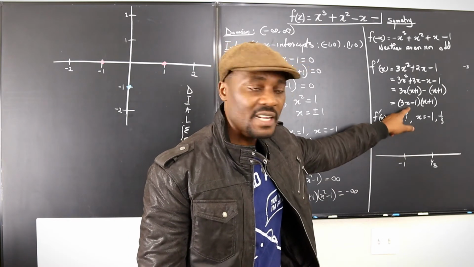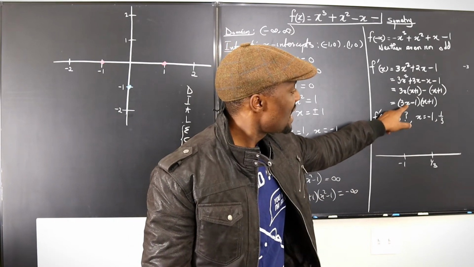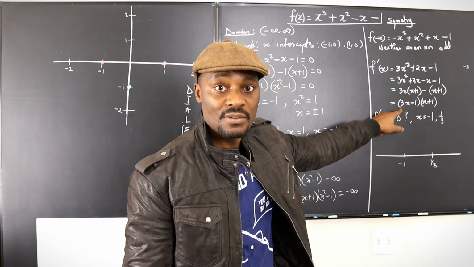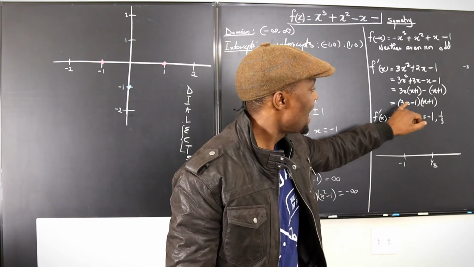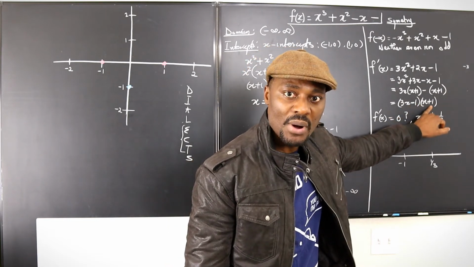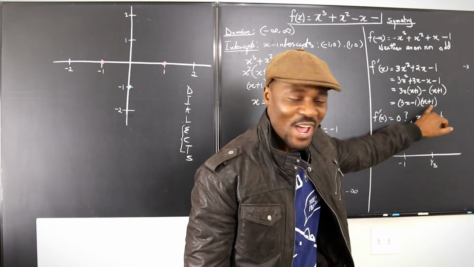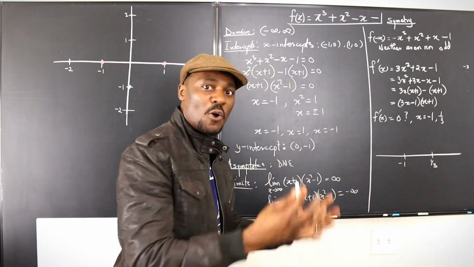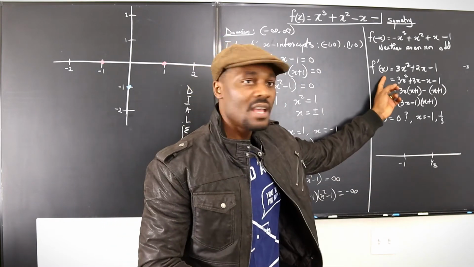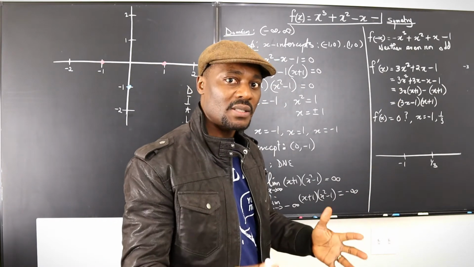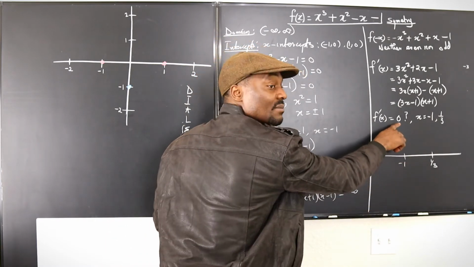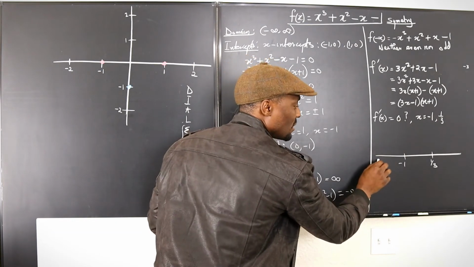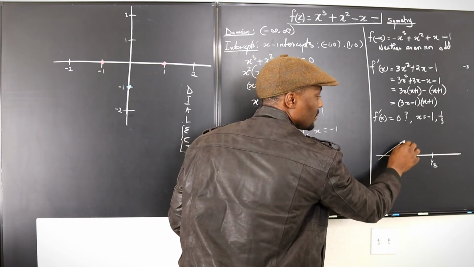Plug in -2 here. This is going to give you a negative result, which is -7. And this is going to be -2. So negative times negative will be positive. Did you see that? So what you have here is a slope. Remember that this is the slope function. The slope is positive before you get to -1, because at -1, it became 0. So the slope was positive. It was going this way.